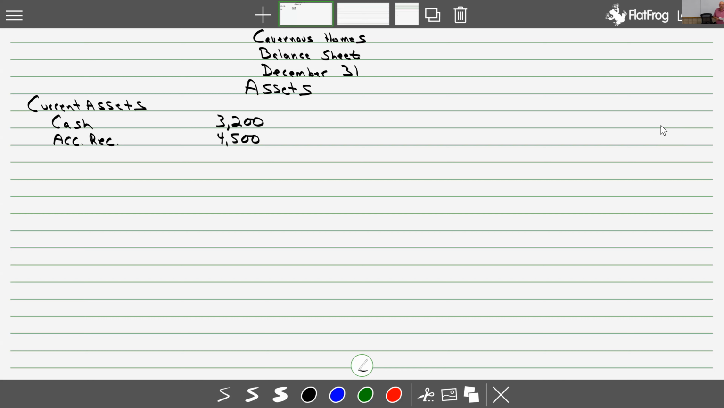Next, we have notes payable. The word payable tells us it is a liability, so we do not want to put it in our current asset section. We will skip over that for now. Then we have supplies. Supplies are something we're going to use to generate revenue. We expect to use them up within a year, which makes it a current asset. So we'll put supplies down.